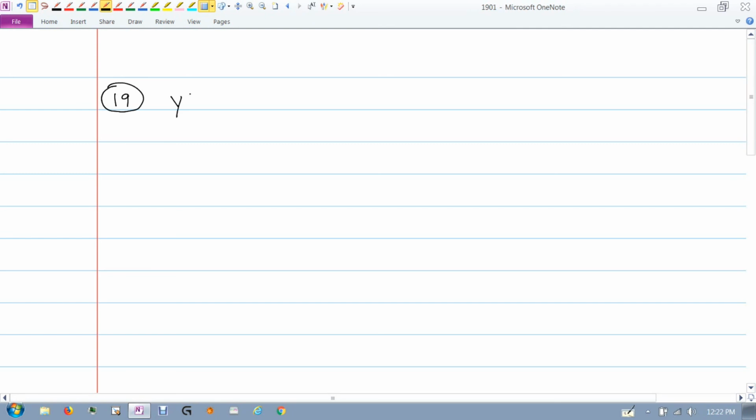Y natural log of x dy dx, or wait, sorry, dx dy equals the quantity y plus 1 over x, squared. All right, well, a couple things are going to happen here. I'm going to divide both sides by y and multiply both sides by dy. You know what, let me clean this up.